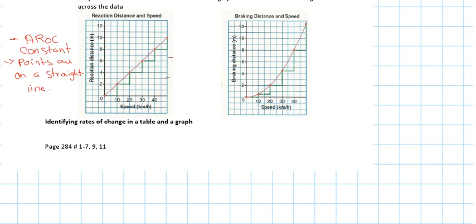How about for the second graph? Is it constant? Will the AROC increase? Yes, right? Because if you look at this, your run is going to still be the same, right? Your run is going to be 10 for all of them, but your rise, yeah? So we're going to say that the AROC is increasing. Points are not on the straight line.